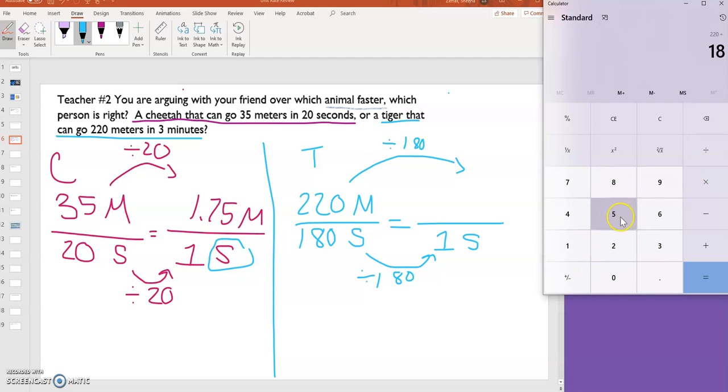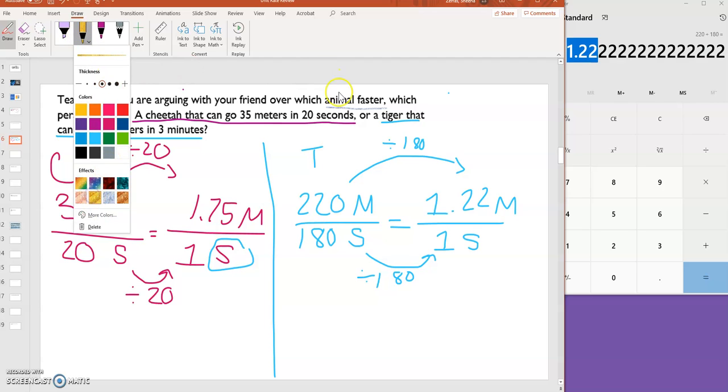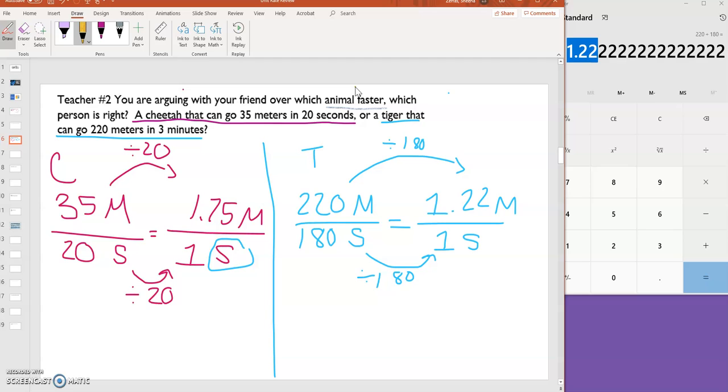220 divided by 180. And I'm just going to go 2 decimal places, so 1.22 meters. Now on this one, to decide who is going faster, I'm going to choose the animal who goes a longer distance in the same amount of time. So the cheetah is able to go a more amount of meters, 1.75, versus the tiger who is 1.22. So I'm going to just go ahead and put a star to indicate that that animal is faster.